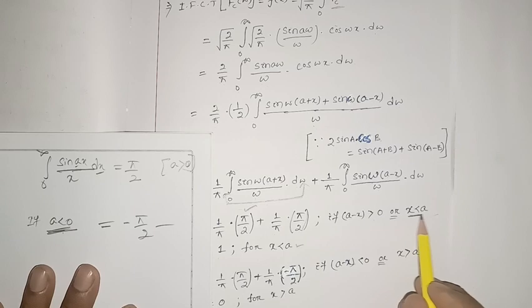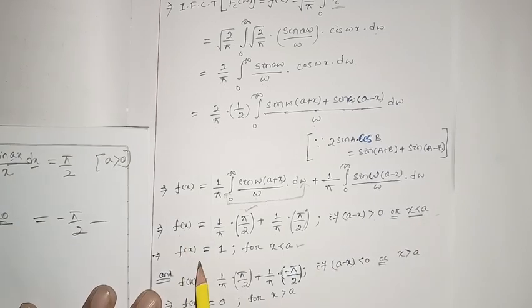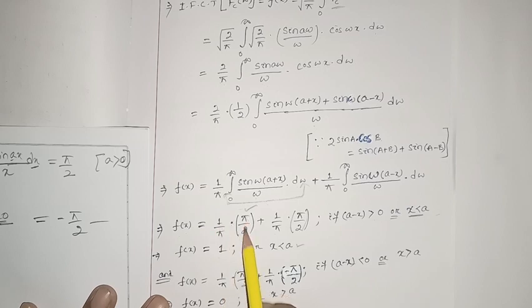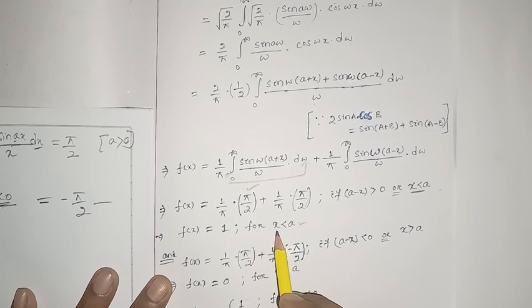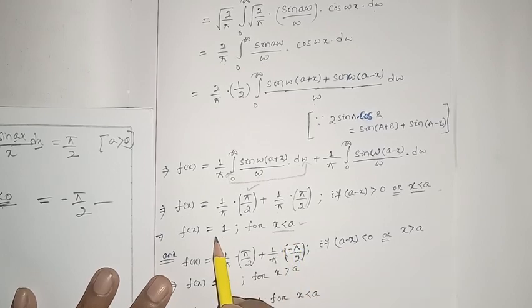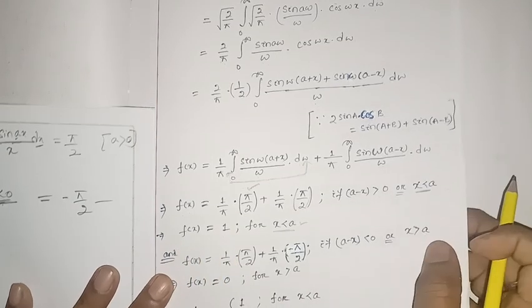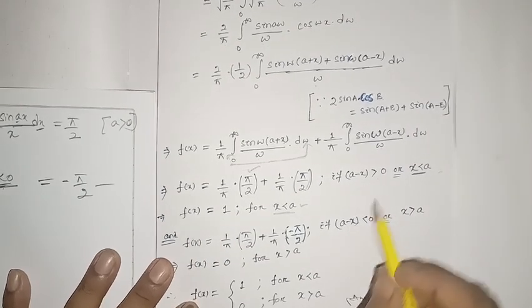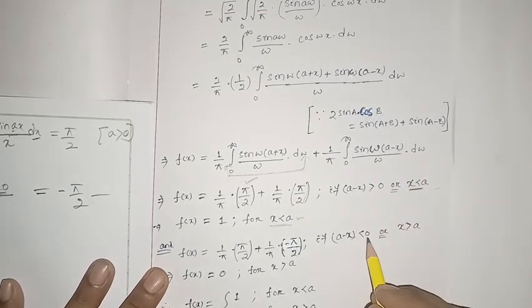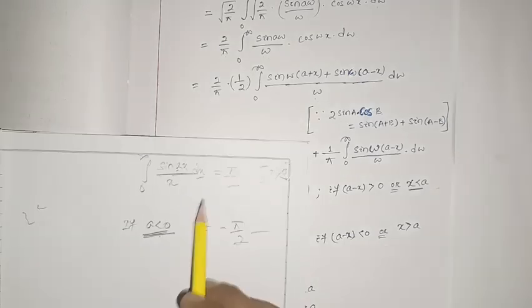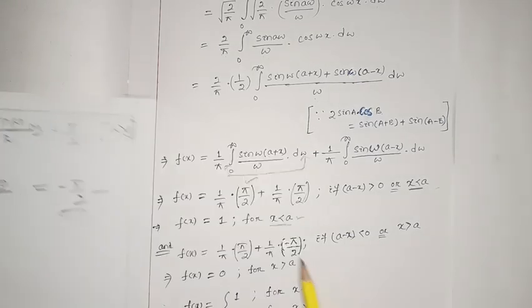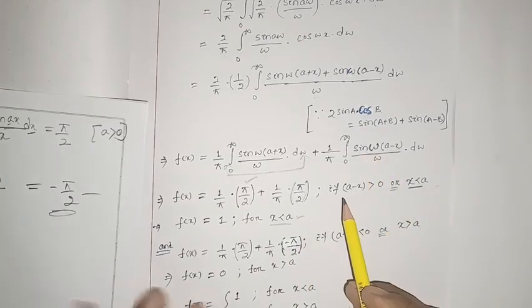So for x less than a, how much did we finally find for f(x)? Here 1 by pi into pi by 2 plus 1 by pi into pi by 2, pi got cancelled, 1 by 2 plus 1 by 2 is 1. So for x less than a, the function value f(x) is 1. Now we consider the case where a minus x is negative, that means less than 0. If it is less than 0, then the value will be minus pi by 2, because sine is an odd function.